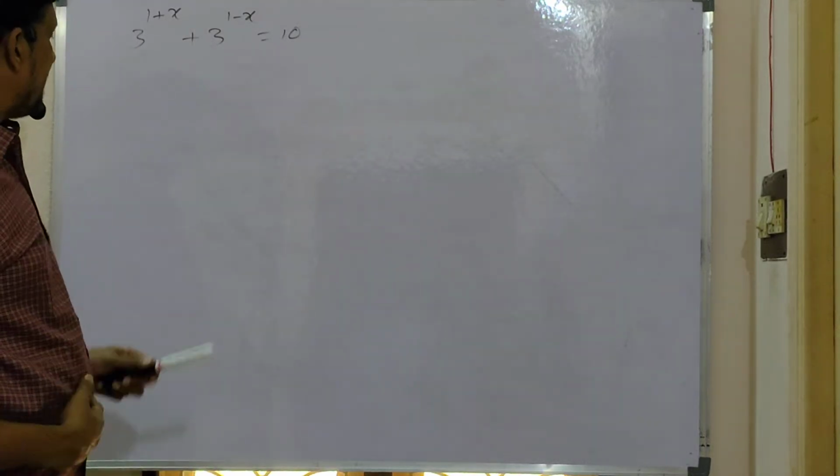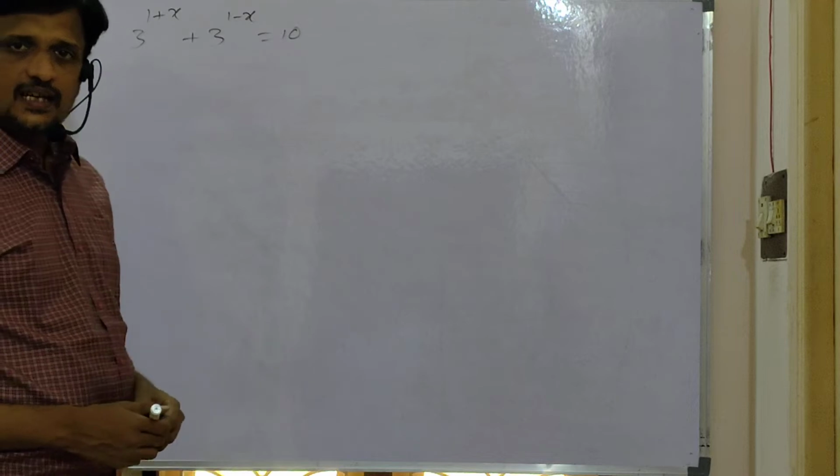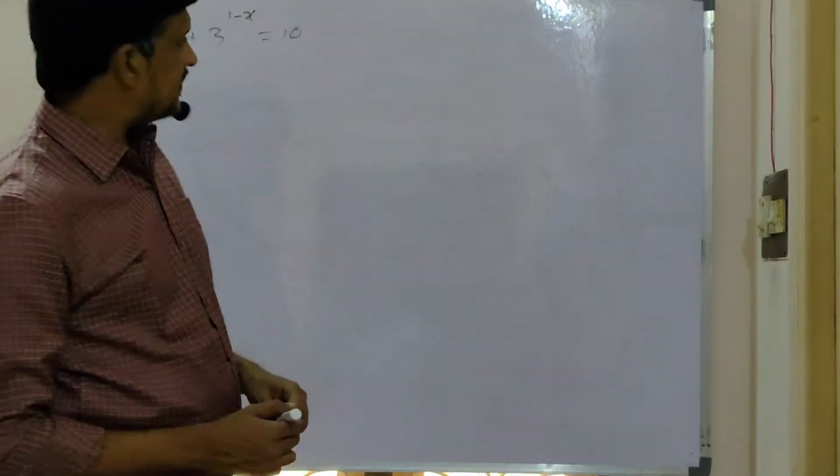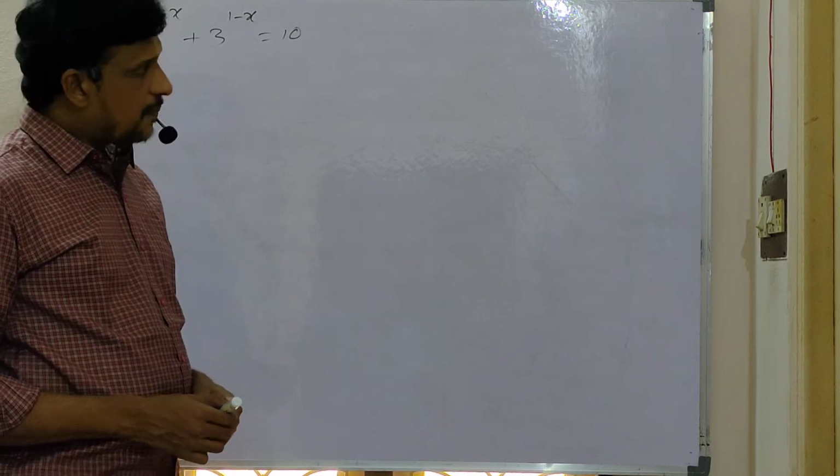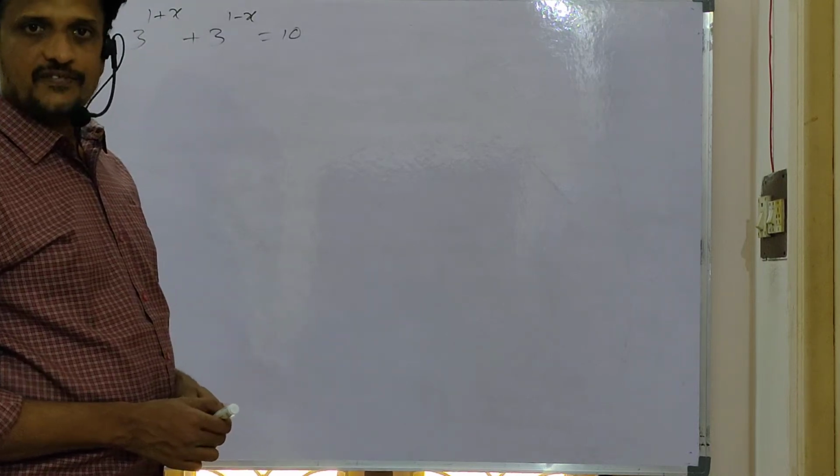So here the given equation is 3 to the power of 1 plus x plus 3 to the power of 1 minus x is equal to 10. Solve the given equation. But remember one thing, two basic concepts are there from exponents.